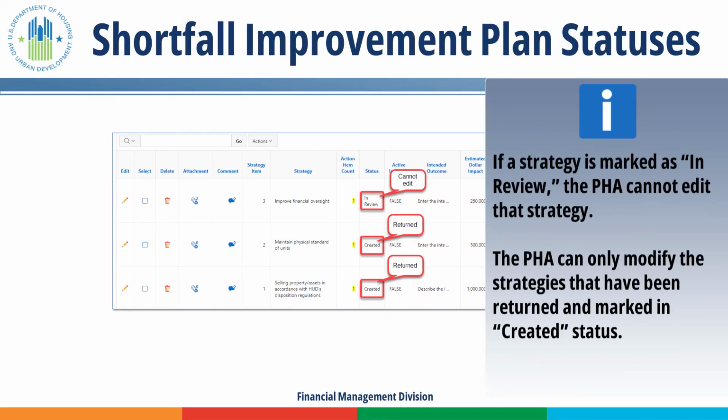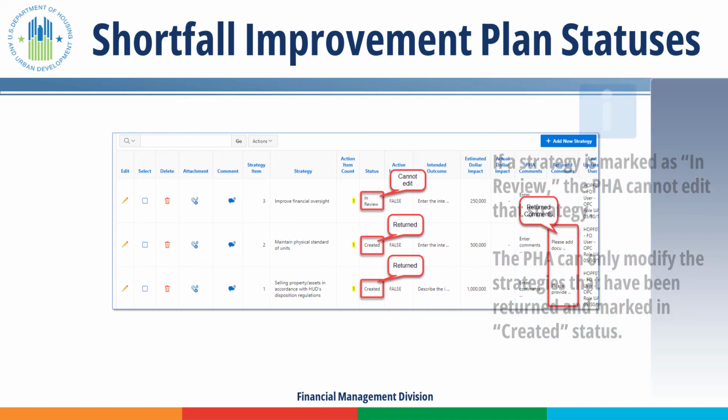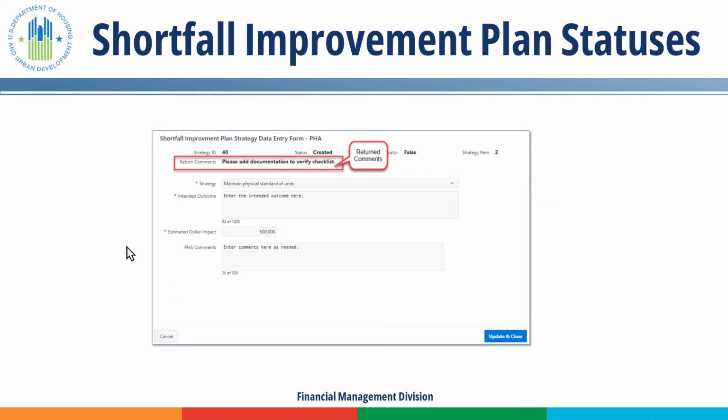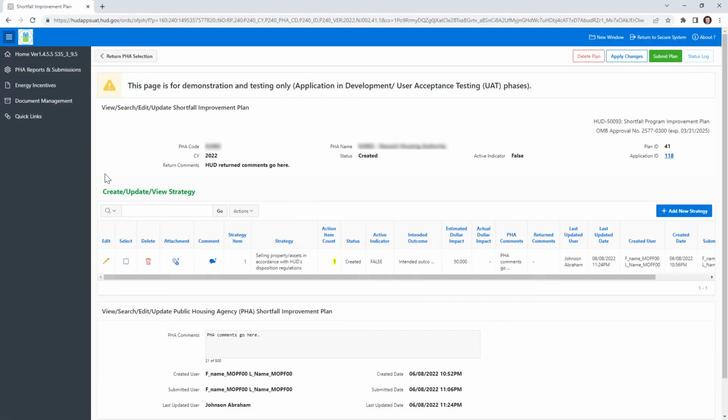Please note that within the Improvement Plan, if a strategy is marked as In Review, the PHA cannot edit that strategy. Your PHA can only modify the strategies that have been returned and marked in Created Status. Click the pencil icon to review and update the Return Shortfall Improvement Plan strategy. The return comments are also within each strategy entry form. Update the required fields as necessary. Click the Update and Close button. After updating all return strategies, click the Submit Plan button to resubmit the Shortfall Improvement Plan for HUD's review.